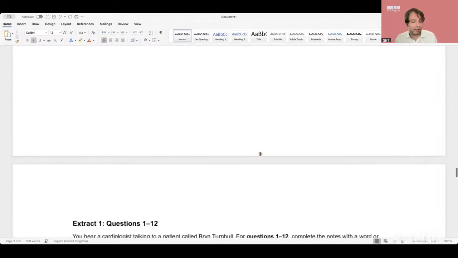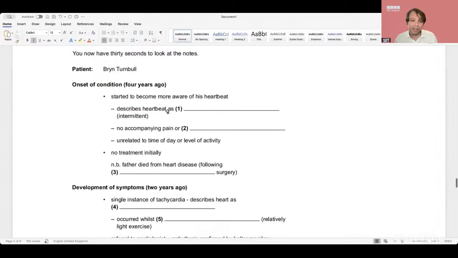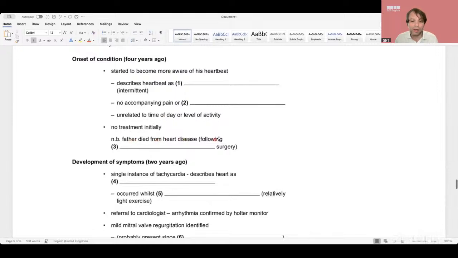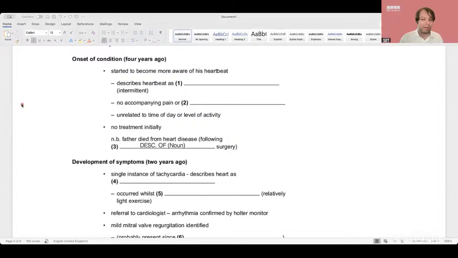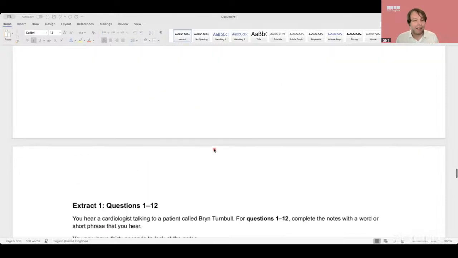Look at this. Describes heartbeat as, description of. Father died from disease following blank surgery. Elif, what's this one? Description of surgery. This is what I would call description of. Is it a noun or an adjective, guys? Noun. This would be some kind of noun description, telling me the type of surgery, isn't it? Whereas this one probably would be an adjective. So this is what we mean by predicting categories: simply reading and guessing the type.